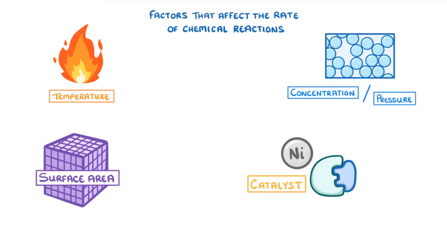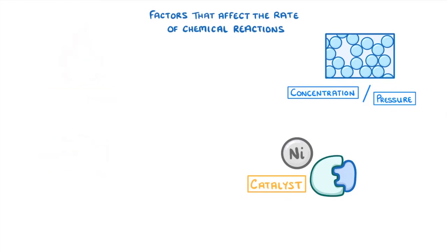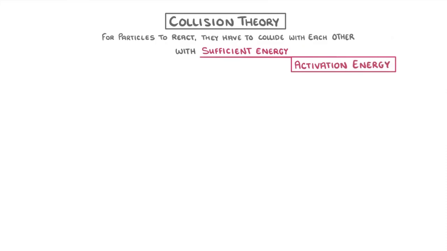Before we can understand how these factors affect the rate though, we need to cover the theory behind reactions, which is known as collision theory. This states that in order for particles to react, they have to collide with each other with sufficient energy, which we call the activation energy. And if they collide with less energy than this, then nothing will happen. They'll just bounce apart again.